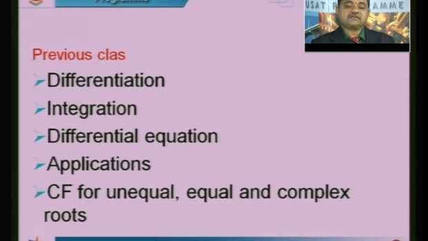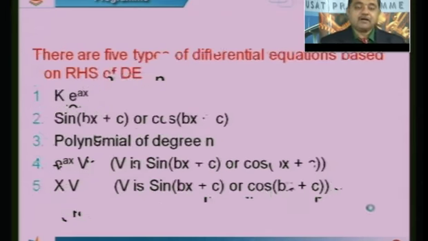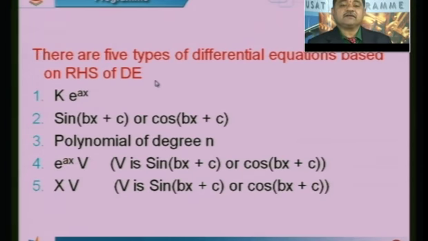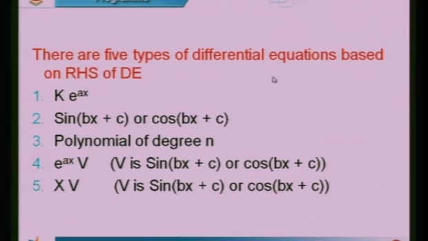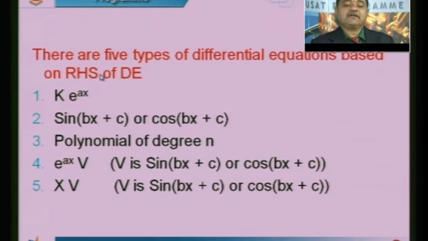A differential equation has 2 parts to the solution. The first part is finding the complementary function. We know how to find it for unequal roots, equal roots and complex roots. Then, based on the right hand side of the differential equation, the equations are categorized into 5 types: 1, k e power ax; 2, sin bx plus c or cos bx plus c; 3, polynomial of degree n; 4th, e power ax into v; 5th, x into v, where v is either sin or cos.